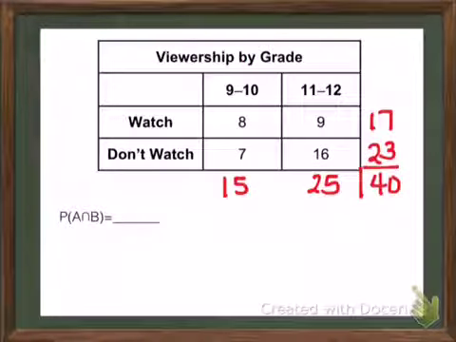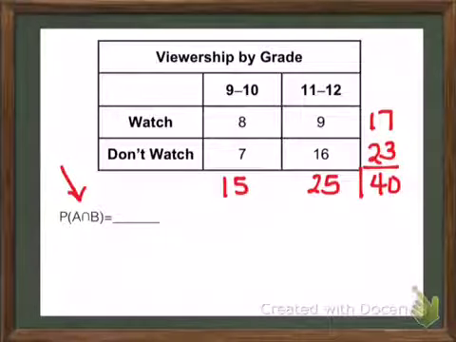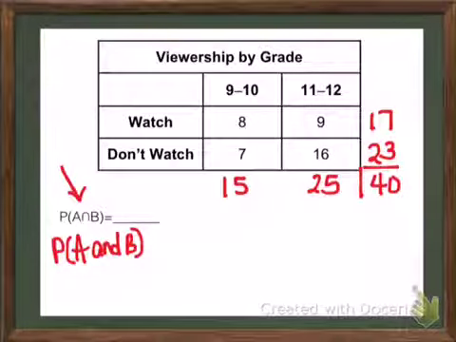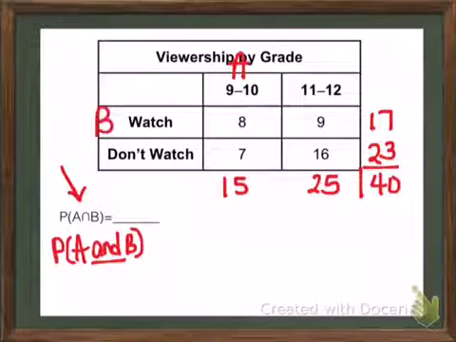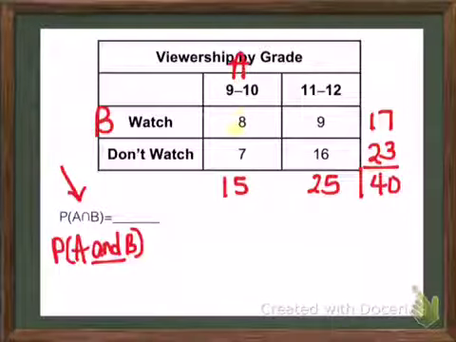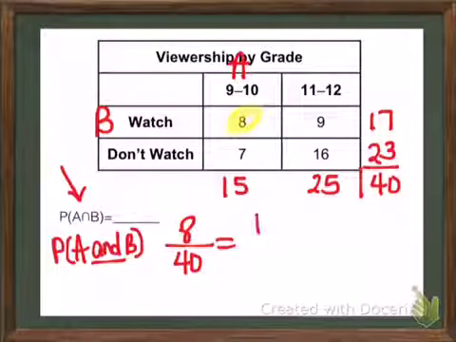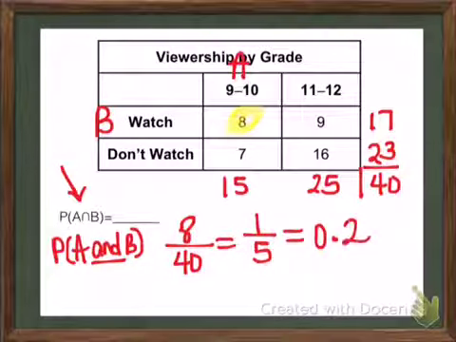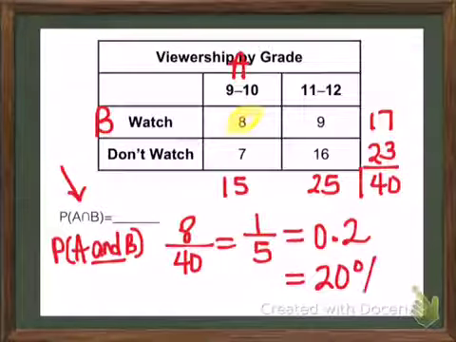The last one that we want to work on is the probability of A intersect B. Remember, this is the symbol for intersect. Another way to write that would be A and B. So we want to find what are the values that are in both events A and B. Well, remember, 9 and 10 is event A. Watch is event B. So the number that is in both of those would be 8. So to determine the probability of that, I would have 8 over the total of 40, which I can reduce to be 1/5. The decimal equivalent for 1/5, you get that by dividing, is 0.2. And if I wanted to change that to percent, I simply multiply by 100 or move the decimal 2 spaces to the right, which would be 20%.